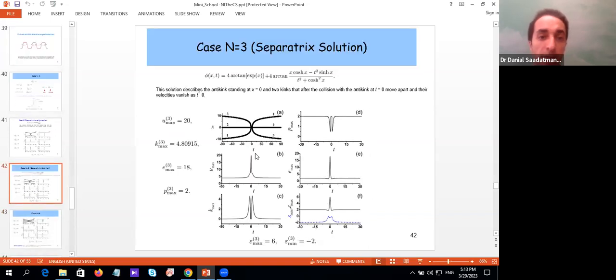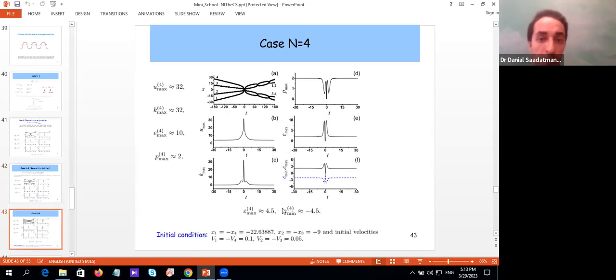For the case of n equals 3, the separatrix solution of the Sine-Gordon model also exists. This solution describes the anti-kink standing at x equals 0 and 2 kinks that after the collision with the anti-kink at t equals 0 move apart and the velocity vanishes as t goes to infinity. Here you will see the maximal value of the energy density is about 20, and we have also calculated the other values.